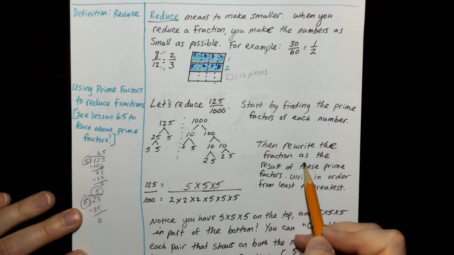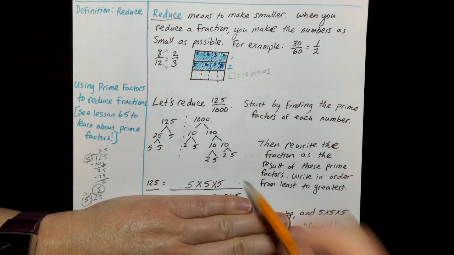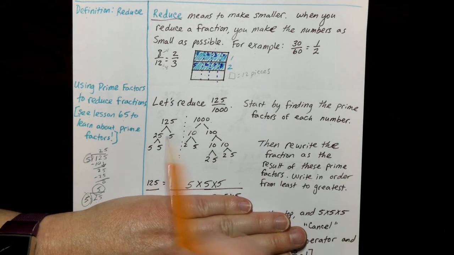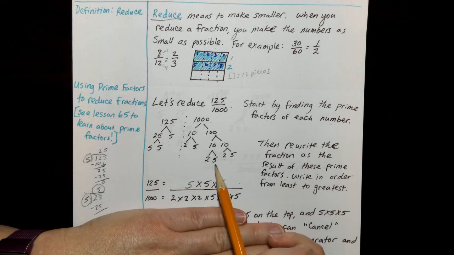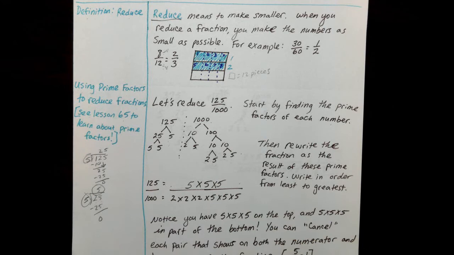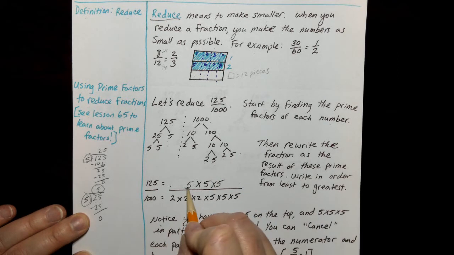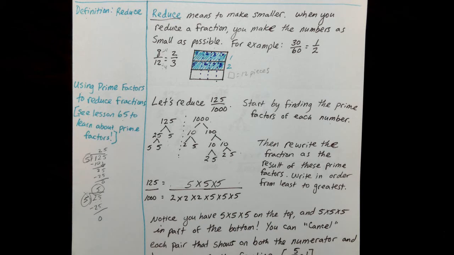So I'm going to rewrite it as a fraction. 125, that's my numerator. It's going to stay on the top. 5 times 5 times 5. 1,000: 2, 2, 2, 5, 5, 5. I like to put them in order. It doesn't exactly matter, but I like, personally, to put them in order because then, as I'm going through, I can figure out what needs to cancel a little easier.